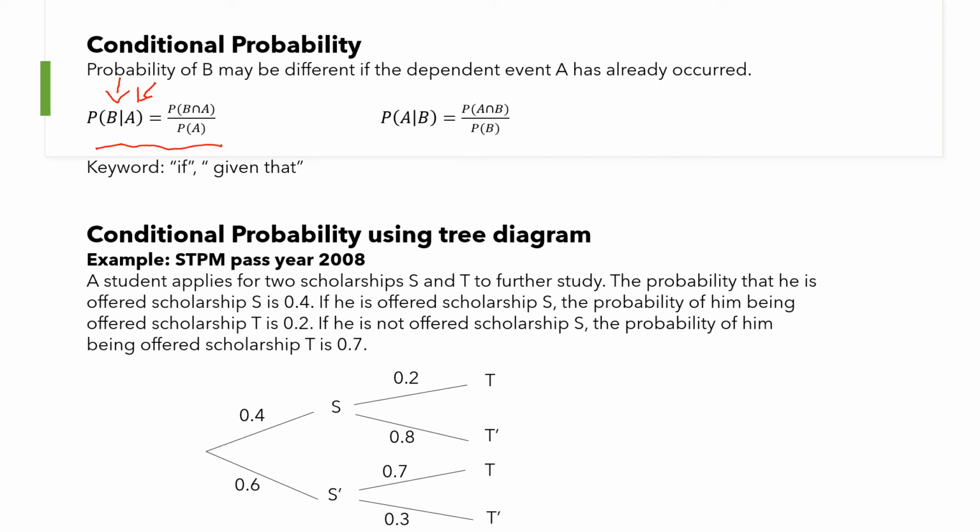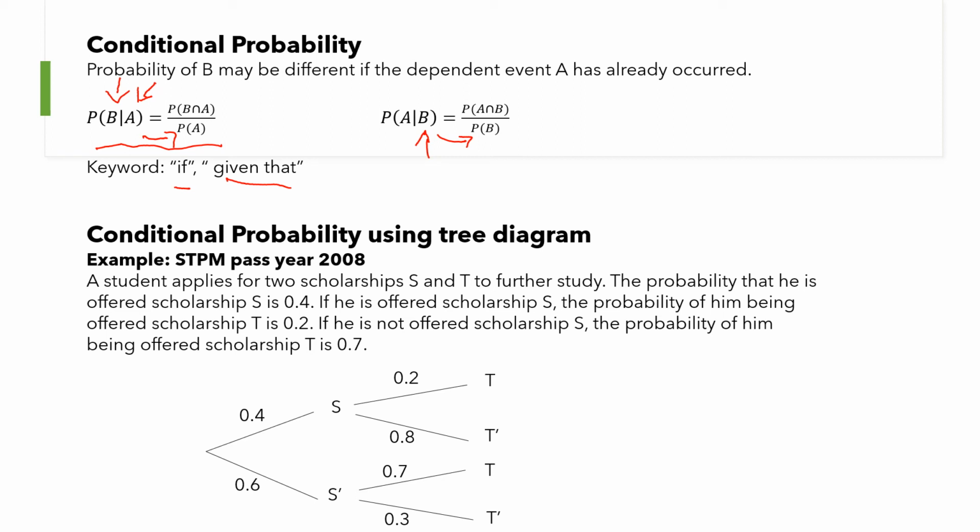The formula is P(B intersect A) divided by P(A). The things that have already happened you put below here. Let's say for this, P(B) happened first, so P(B) will be below. How do you define when to use conditional probability? The keywords are "if" and "given that". When you see these two words, that means you are going to use conditional probability.